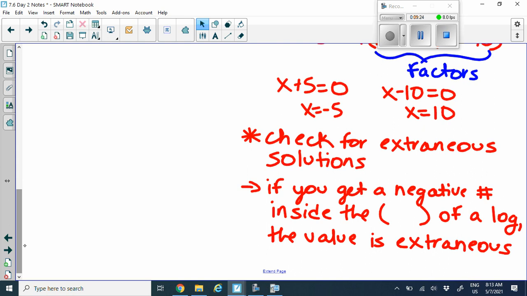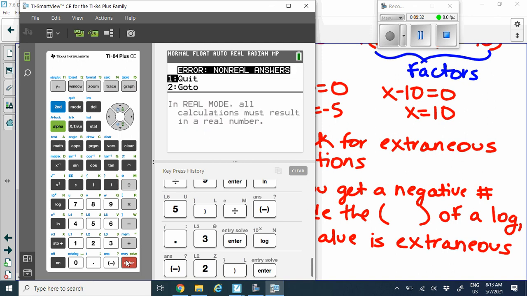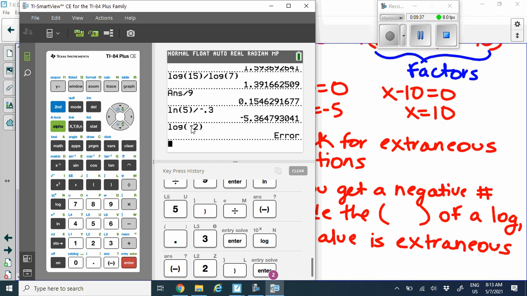Let's say I plug in a negative, and I'm just going to use the common log because it's easier. Let's say I do log of negative 2. Let's see what happens here. We get a non-real answer. We get an error. So anytime we get a negative number inside the parentheses of any log or natural log, it will not work, okay? Meaning if we take our x values, plug it back into what's inside the parentheses, and we evaluate and we get a negative number, that value does not work, okay?